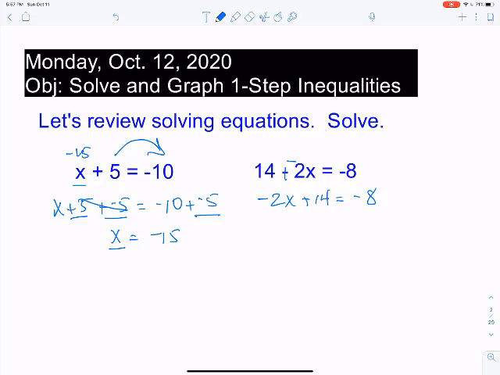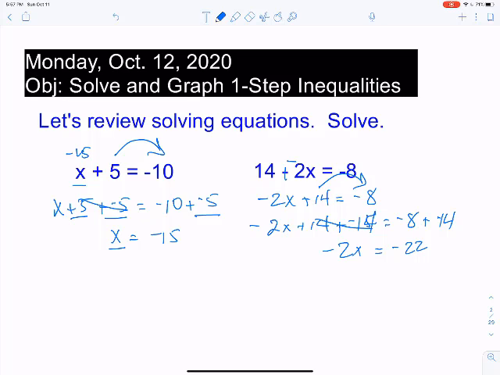Now I need to get my letters by themselves. I've only got one letter, this negative 2x, and that's all I have. So all I need to do is move my numbers over to the other side, and we do that by adding the opposite. So negative 2x plus 14 plus negative 14 equals negative 8 plus negative 14. My 14's go away, and I'm left with negative 2x is equal to negative 8 plus negative 14, which we know gives us negative 22 if we add those together.